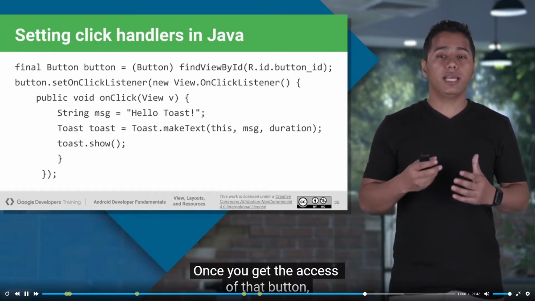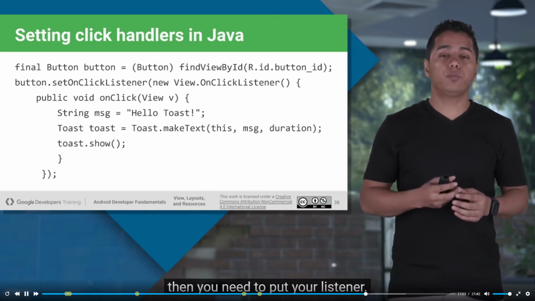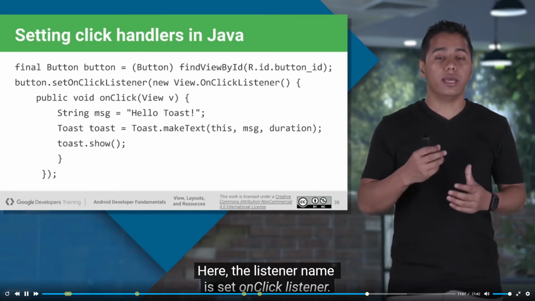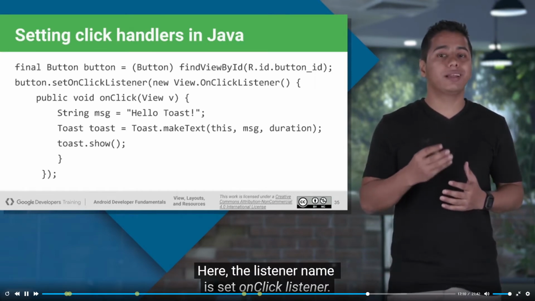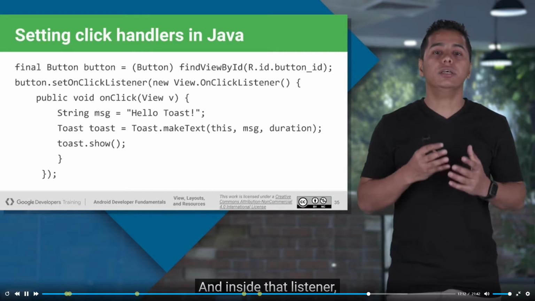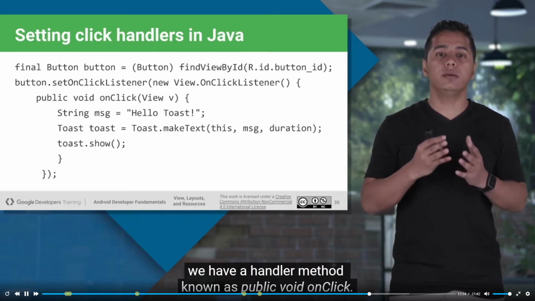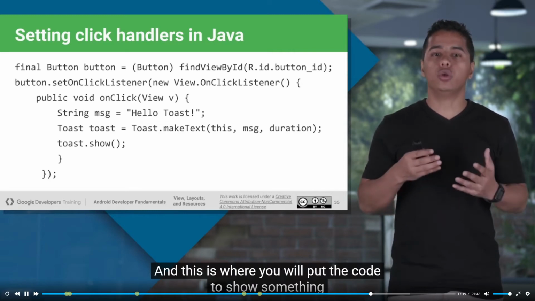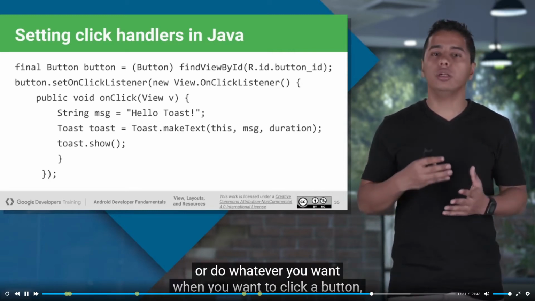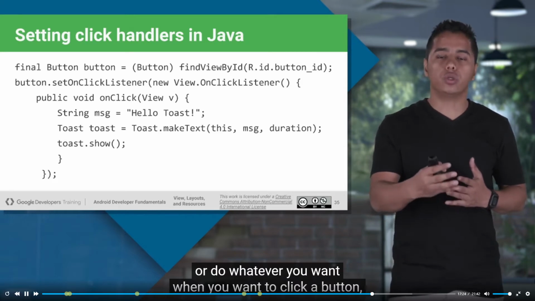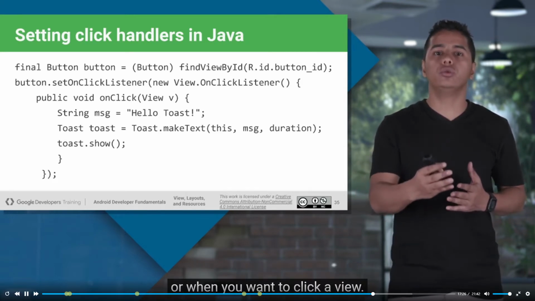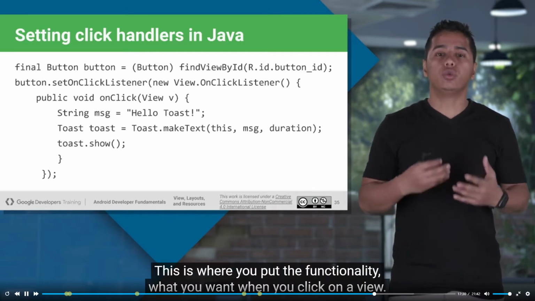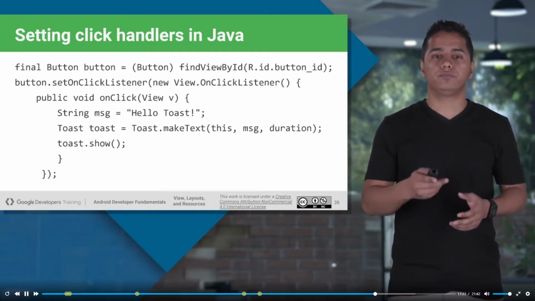Then once you get access to that button, you need to attach your listener to this button. Here the listener name is setOnClickListener, and inside that listener we have a handler method known as public void onClick, and this is where you will put the code to show something or do whatever you want when you click a button, when you click a view. This is where you put the functionality you want when you click on a view.